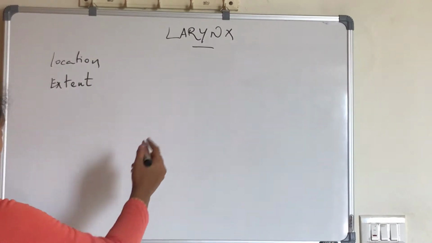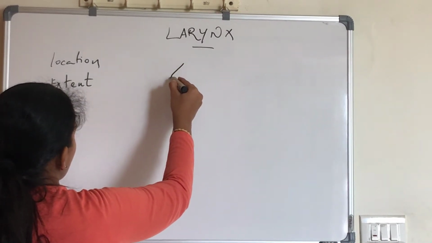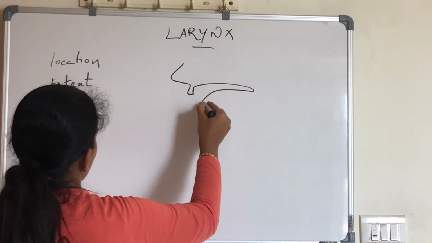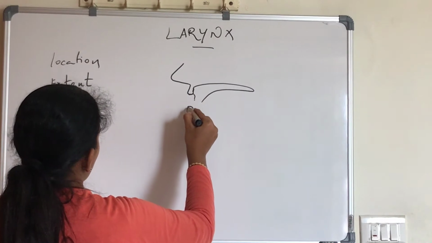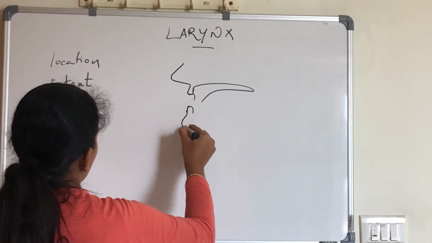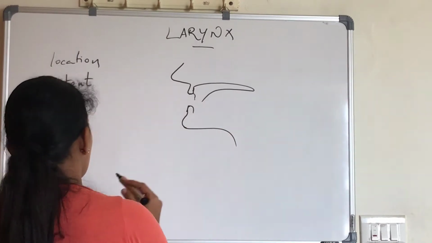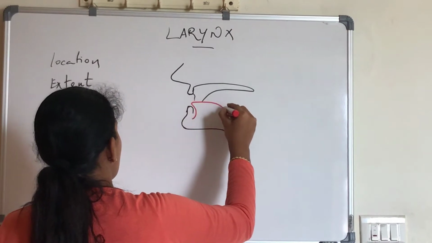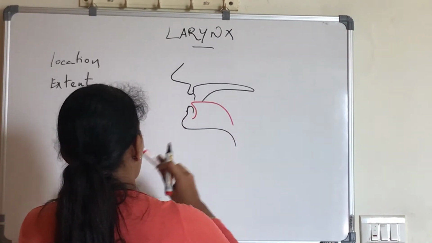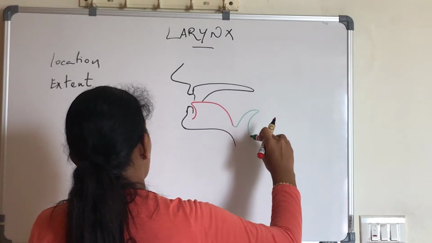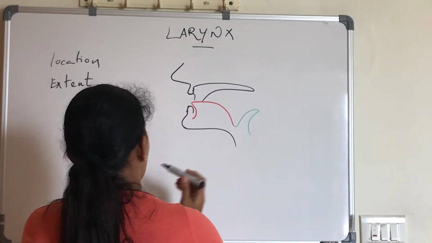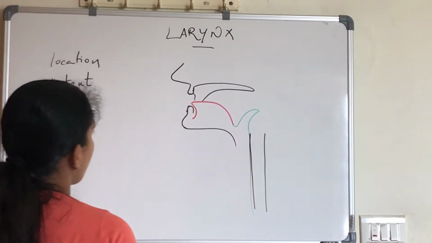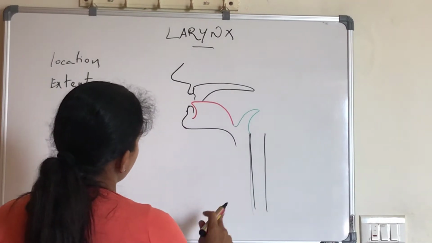To know its extent, let us draw a rough diagram. Nose, behind it the nasal cavity, and this is the hard palate which separates the nasal cavity from the oral cavity. This is the tongue. The most posterior part of the tongue forms a depression called vallecula. Then you have a leaf-shaped structure, the epiglottis, which forms the inlet of our windpipe.